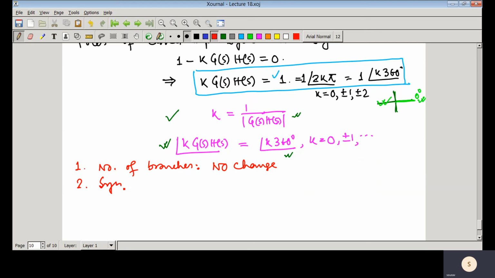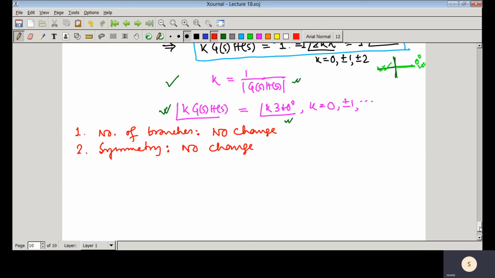Now what about the symmetry? Symmetry, again there is no change. So that means in case of positive feedback, that root locus is also symmetric with respect to the real axis. So then let us see that real axis segment.